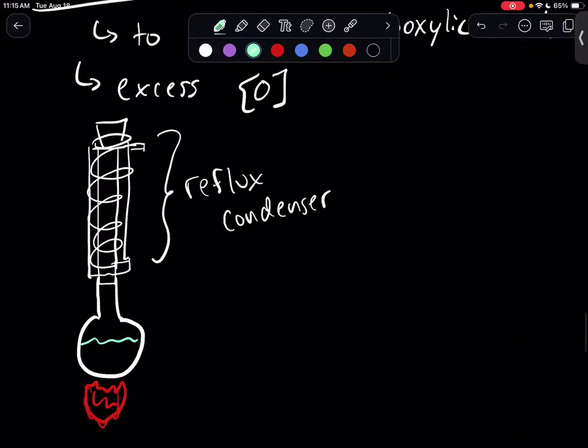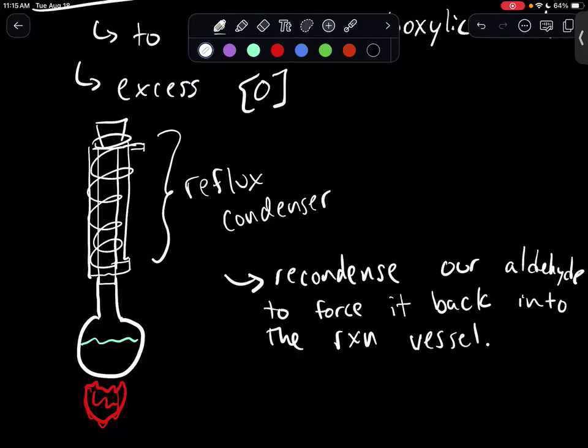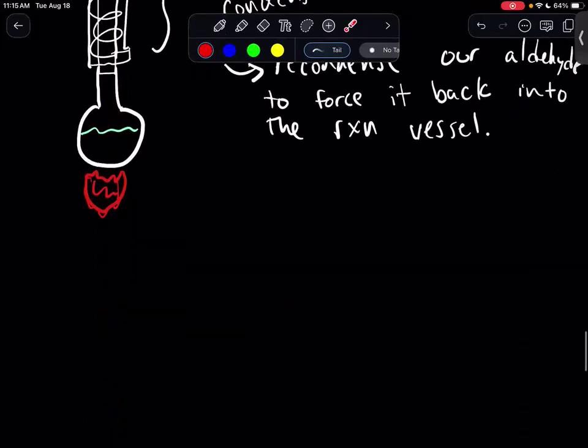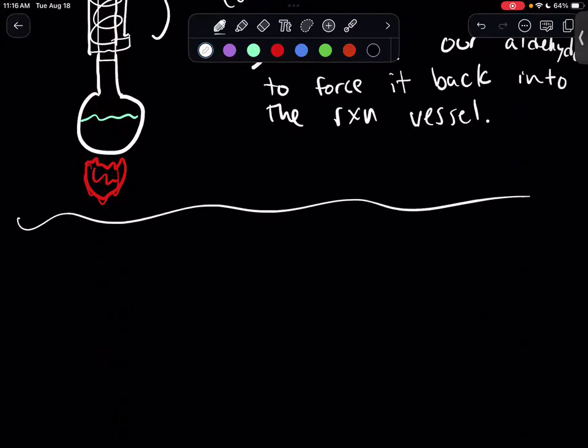And what the reflux condenser does is we recondense our aldehyde to force it back into the reaction chamber or reaction vessel, I might say. And so what happens is as your aldehyde bubbles up, it will condense, fall back down the walls, and continue to react in solution. So basically, you're heating this in a sealed chamber that has a condenser at the top to force that aldehyde back into solution. So that's how we go all the way to a carboxylic acid. So with that said, that is the oxidation of primary alcohols.